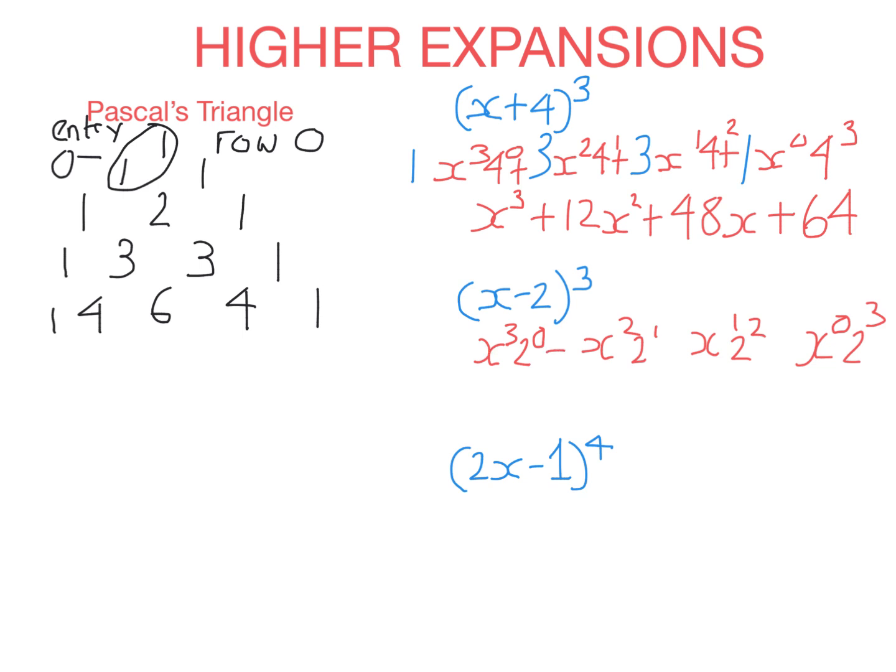The next term will be negative. The next term's positive. The next term is negative. So they switch between positive and negative. First term always positive, and then every second term negative. So once again, we'll put in the coefficients, same coefficients from row 3 of Pascal's triangle.